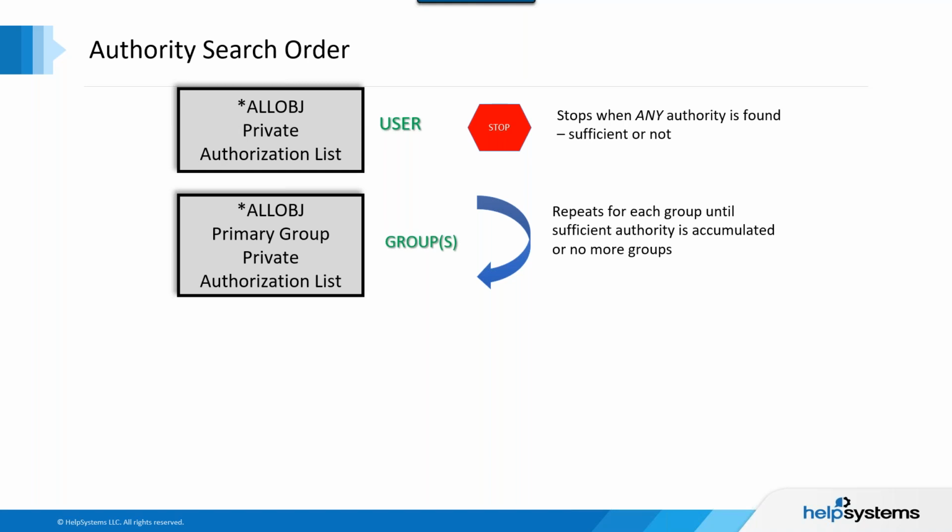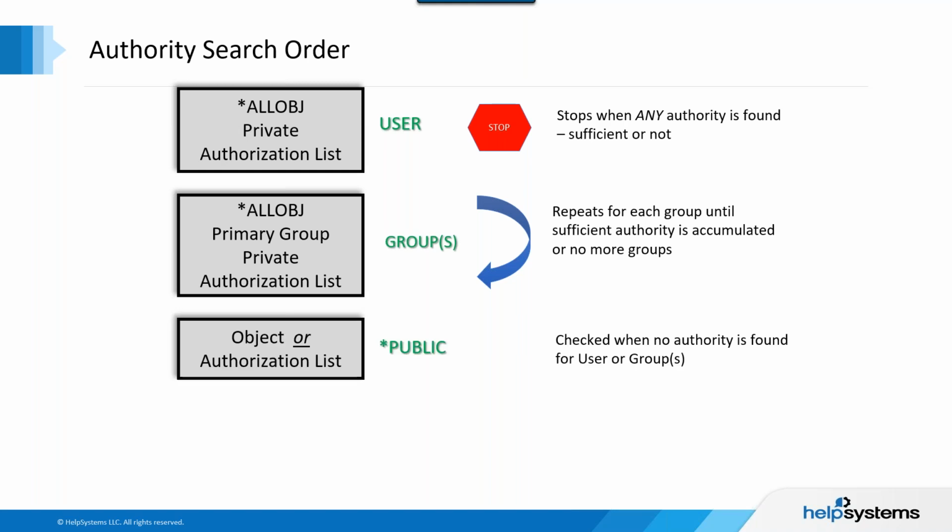What if the first group has a private authority of exclude? Well, it still will proceed on to the second and the third and the fourth group until it finds enough authority or you run out of groups. So if the second group has exclude authority and you have no more groups, you're just excluded. Okay, so groups are a little bit different than the user section.